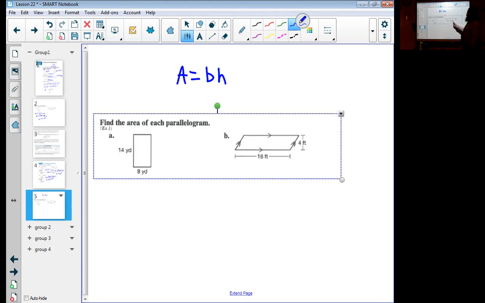So now we have a base of 16, so we have area is equal to 16 feet times 4. Area is equal to 16 times 4, which is 64. Feet times feet is feet squared.